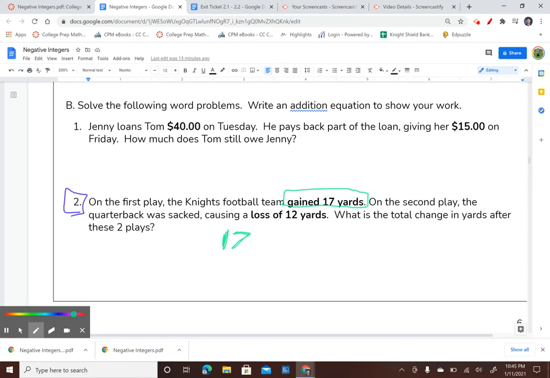And then it says in the second play, a loss of 12 yards. So how would I show a loss of 12 yards in an addition equation? So again, I typically would just say minus 12 yards. But here, if I need to write it as an addition equation, I have to throw in my addition sign. And then I'm going to separate that negative 12 by using parentheses. And then I'm going to find my total change. So what would that equal?